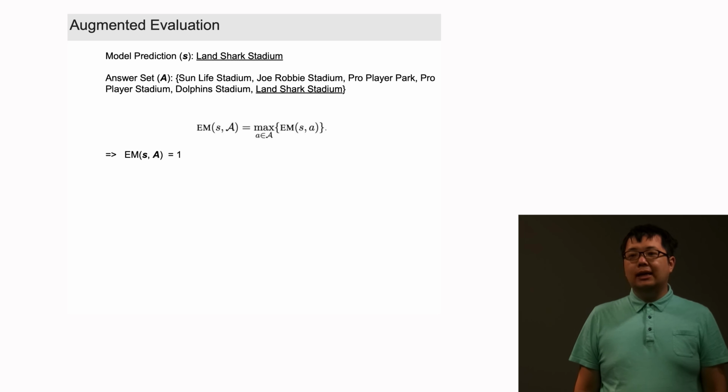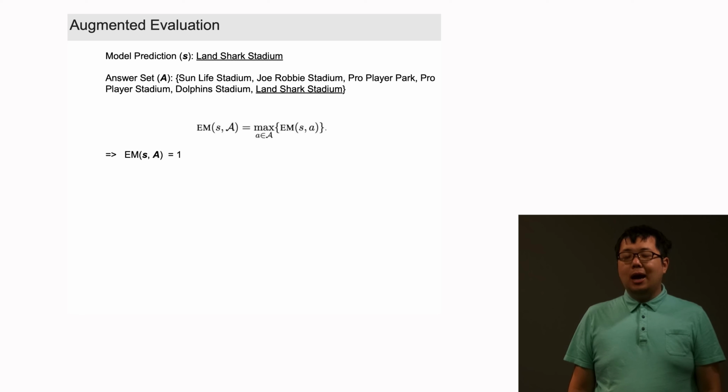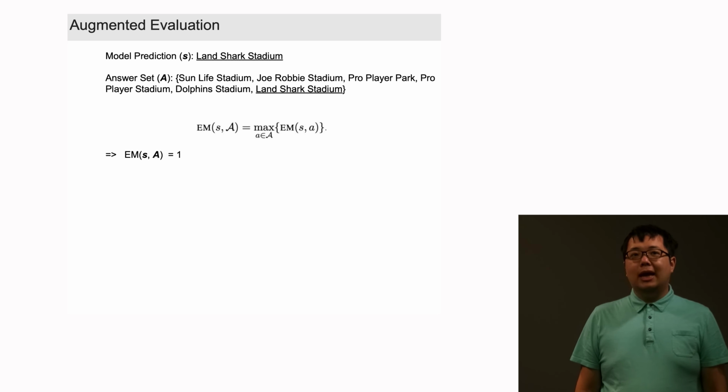The first thing is to evaluate our trained model with our expanded answer set. Specifically, we compute the exact match score of the model prediction with respect to every gold answer in the expanded answer set and pick the highest EM score as the final EM score.